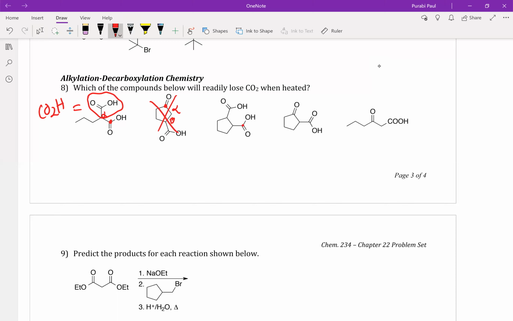So let's pick this one as a reference. This is alpha, this is beta. Again, there is no carboxylic acid alpha to the carbonyl, so this will not go through decarboxylation. How about this one right here? So yep, this is a carbonyl right here.